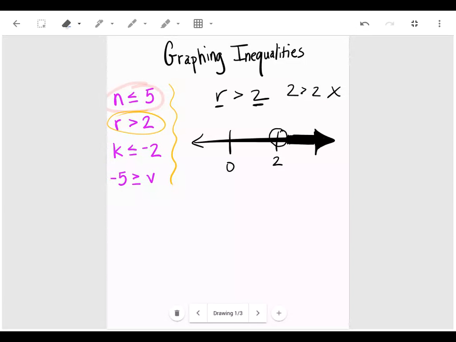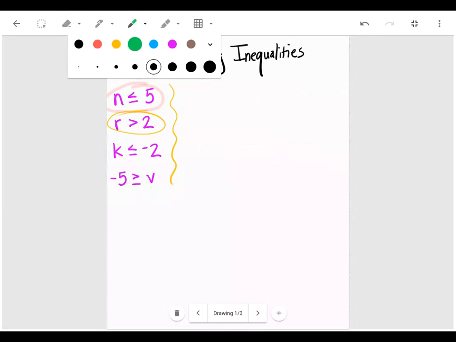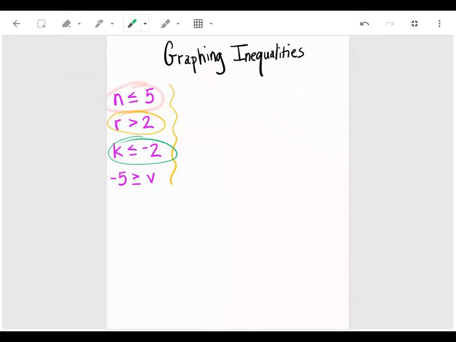All right, simple enough. We're now going to go on to the third example on graphing inequalities. And that'll be, let's see, pick a different color here. That'll be this one right here. K is less than or equal to -2. All right, so in this case, all numbers that are less than or equal to -2 will make this inequality true when we substitute them in for K.